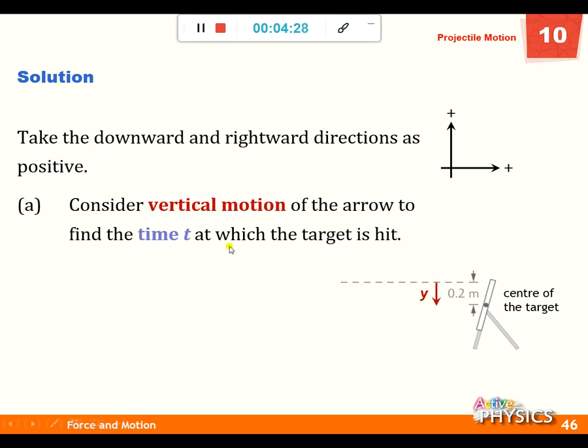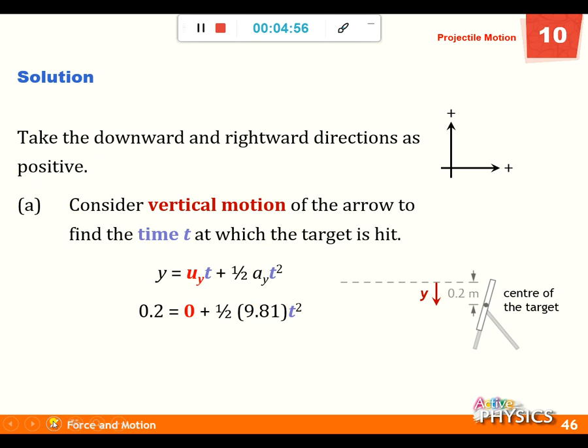Then what should you do? This is the vertical motion, the time of flight. You should pick out the vertical motion equation. We have 4, but among these 4 equations, you should link up y, which is 0.2 meter, you should link up the time, and you should link up the gravity, g. Then it should be this equation. And also in this case, we take downward as positive.